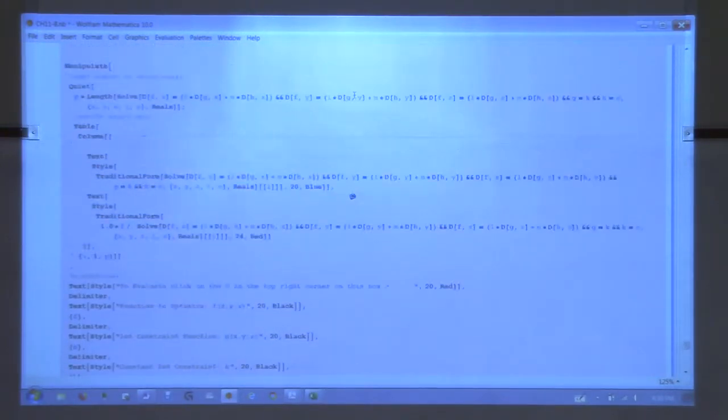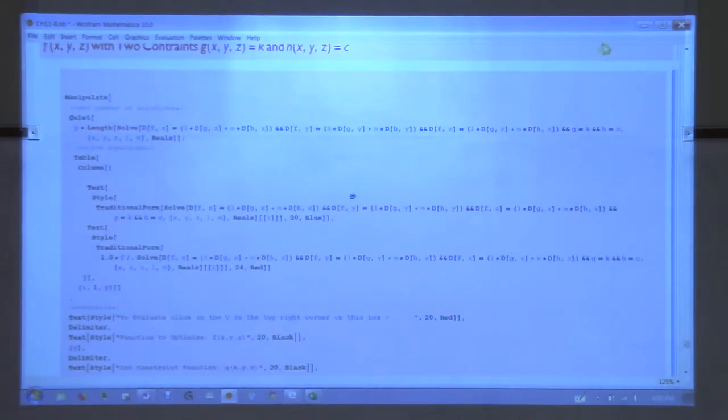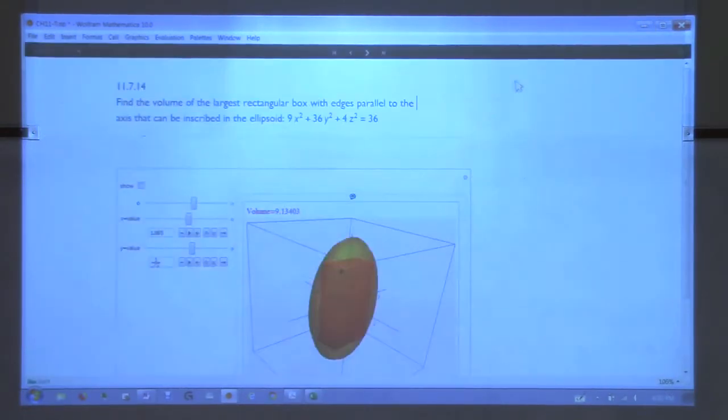Yeah, see? It's not a lot of code, just a little bit. Most of that's just trying to make it look nice. All right, we're done. Chapter 11 in the books.